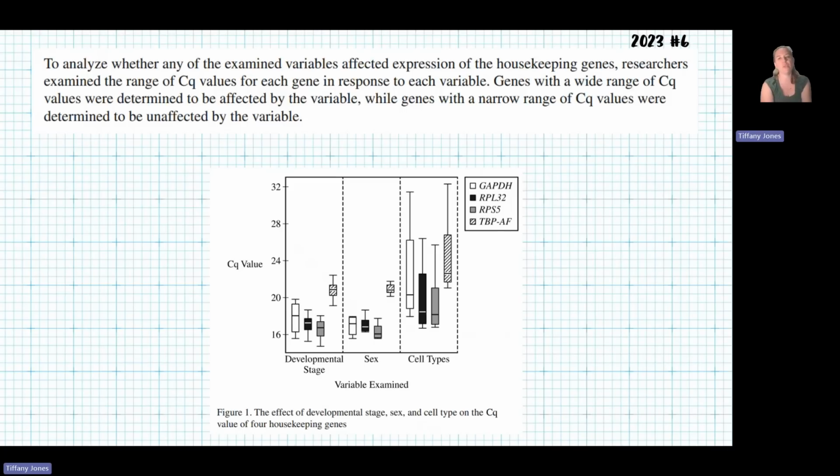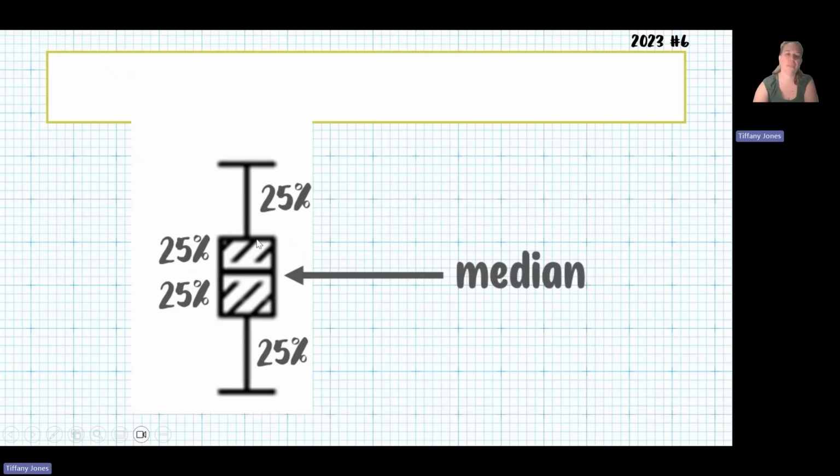So this is the question from 2023, number 6, and they gave us the box and whisker. So just in case you don't know what a box and whisker is, the way that it's labeled is that you've got your median, this line that's in the middle of your box, and then the middle 50% makes up the box of that box and whisker. And then the whiskers would be the lowest 25% of the data and the highest 25% of the data.